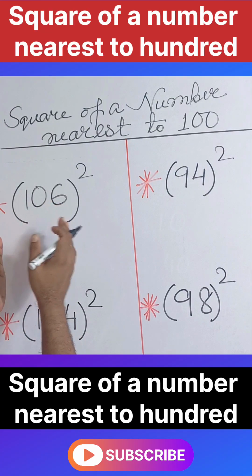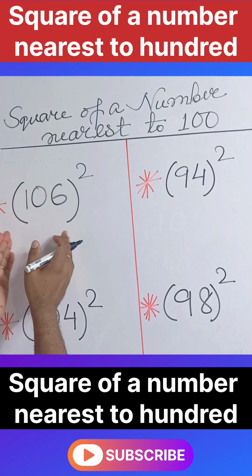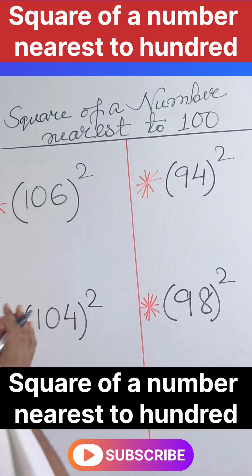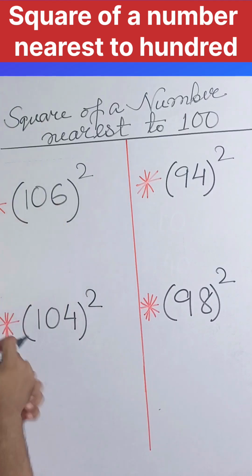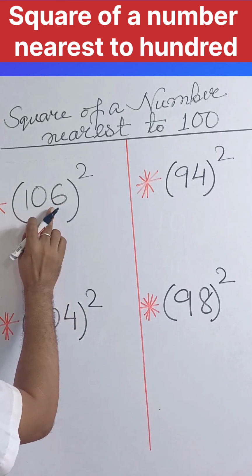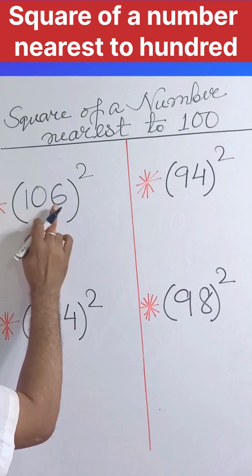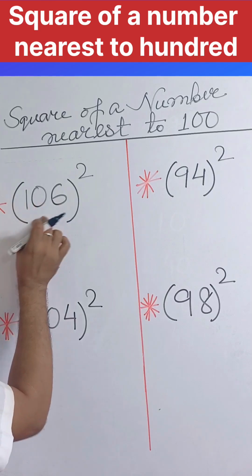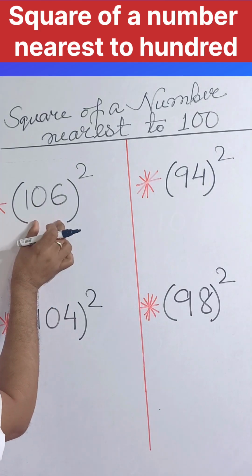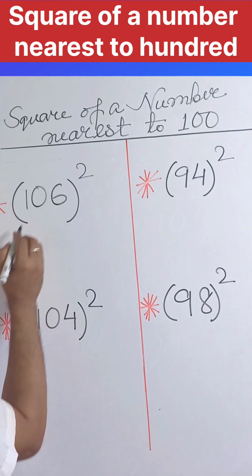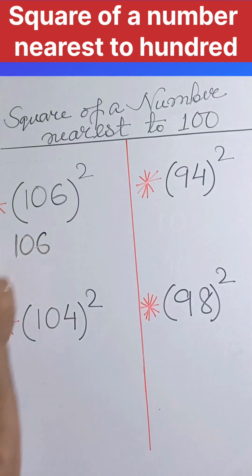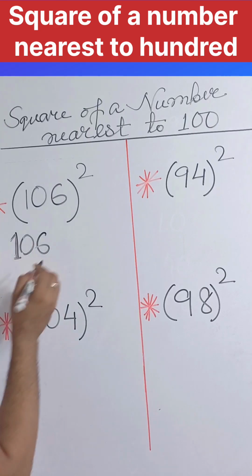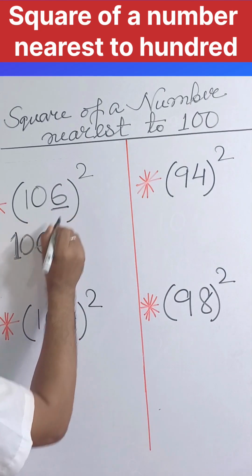If it is this type, 106 square, this number is nearest to 100. But in this case, 106 is 6 more than 100. If it is more, then the rule is that it is nearest to 100 but 6 more. So in that case, the trick is that you have to take this number, 106. Then you have to add the unit digit.